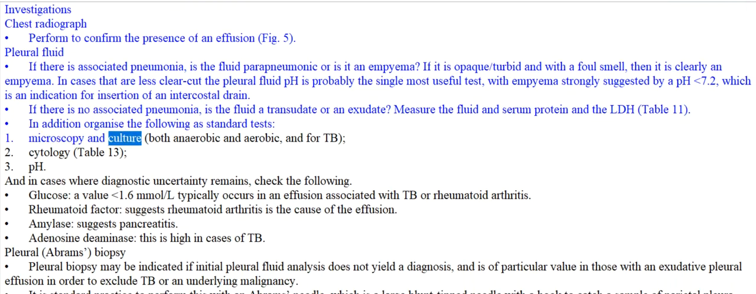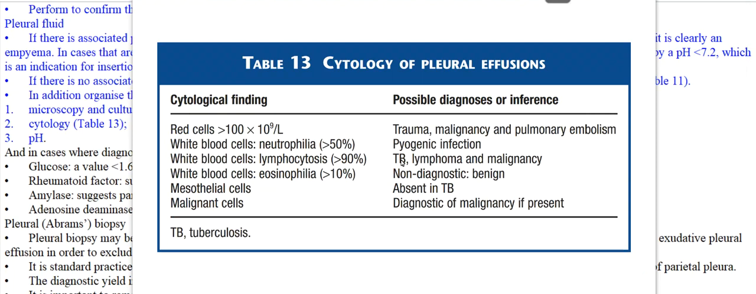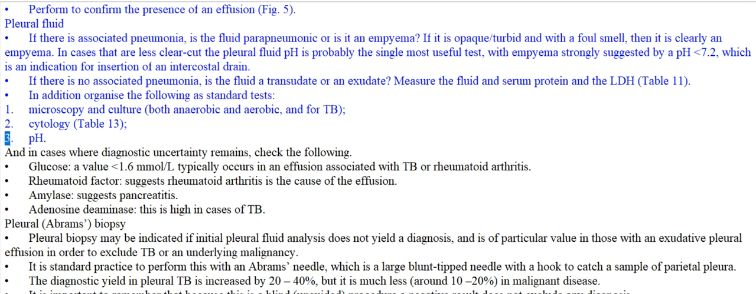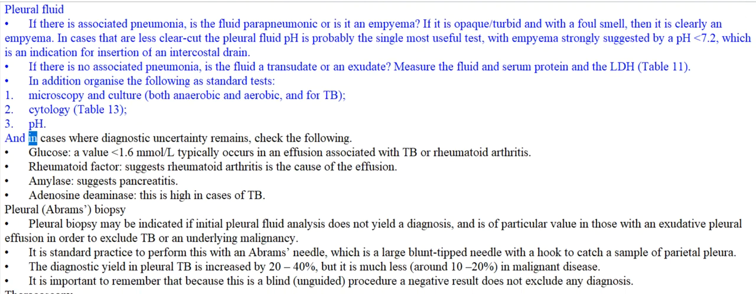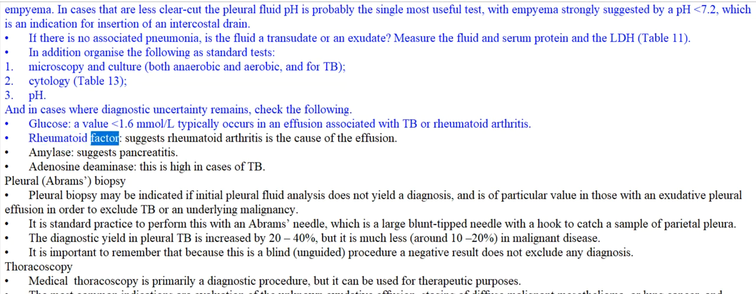1. Microscopy and culture, both anaerobic and aerobic, and for TB. 2. Cytology, Table 13. 3. pH. And in cases where diagnostic uncertainty remains, check the following. Glucose: a value less than 1.6 mmol/L typically occurs in an effusion associated with TB or rheumatoid arthritis. Rheumatoid factor suggests rheumatoid arthritis is the cause of the effusion.